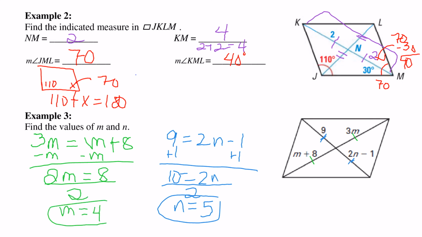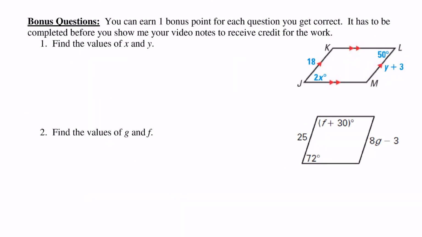All right, so just like you see in this question right here, you can earn 1 bonus point for each of these questions. Since there are 2 questions, you could earn 1 point for each, so that'd be 2 points total. Now realize for the first one, you have to get x and y correct. And same with the second one, you have to get the g and the f correct to get your full point. So remember, consecutive angles are supplementary, opposite angles are congruent, and opposite sides are congruent. This one doesn't have any diagonals in it. Good luck.